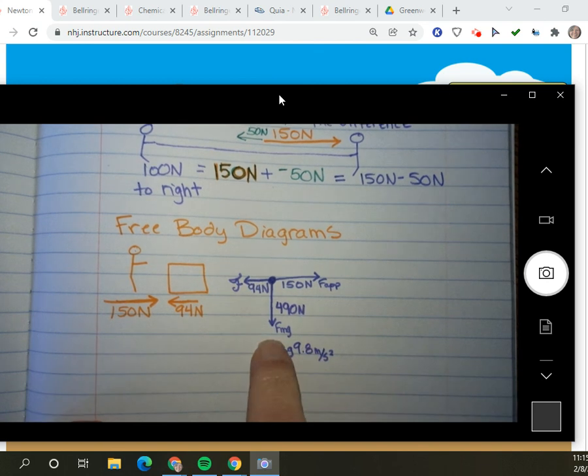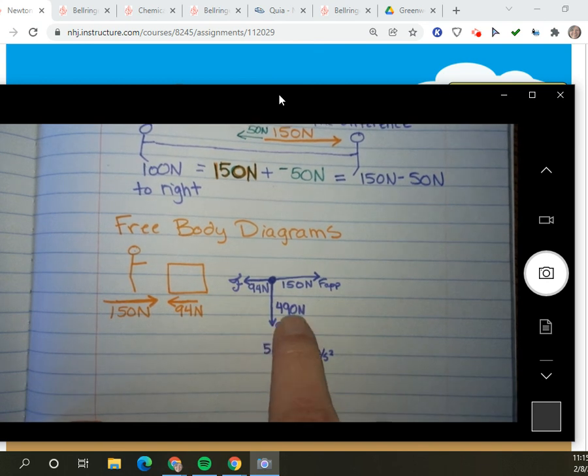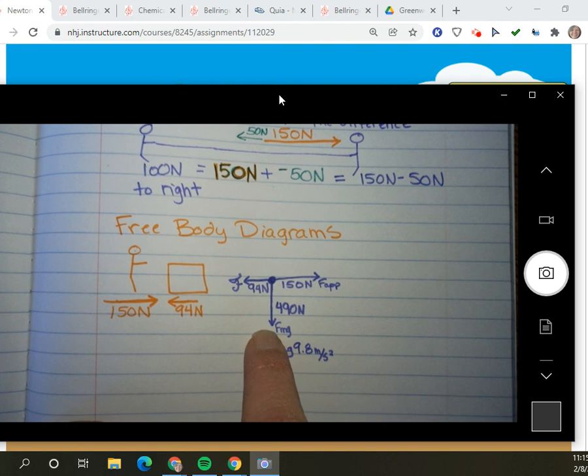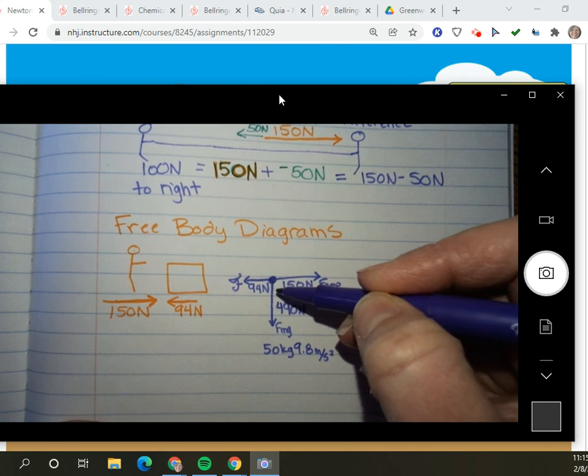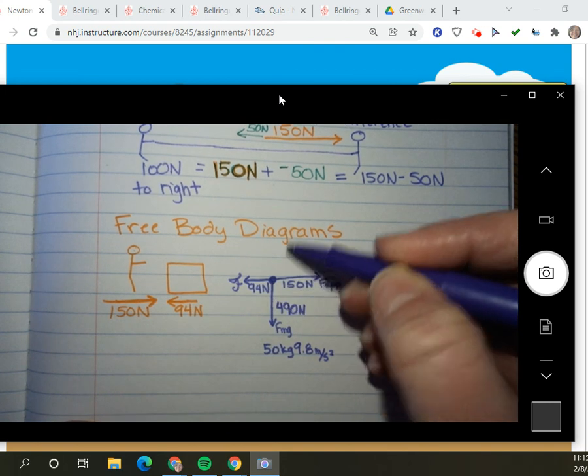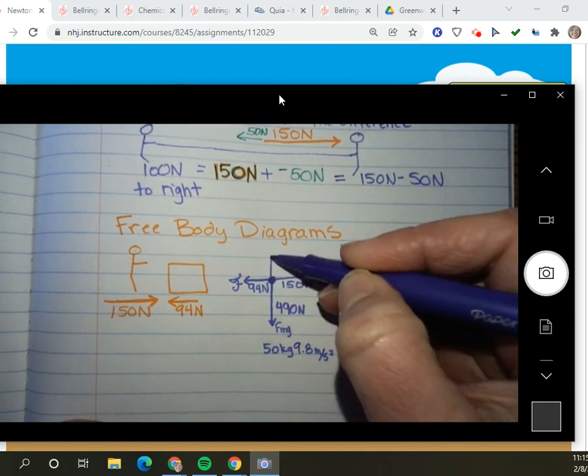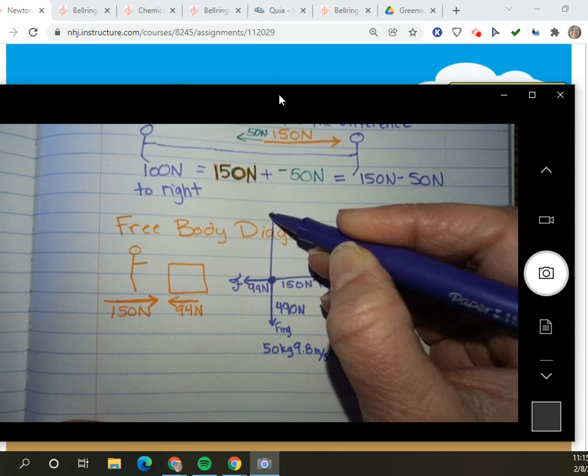Now, what's wrong with my arrow? If that's 490 newtons, what's wrong with my picture already? Say it again. We should have something going up. That's true. So we'll go ahead and put that in there. What's that force called?